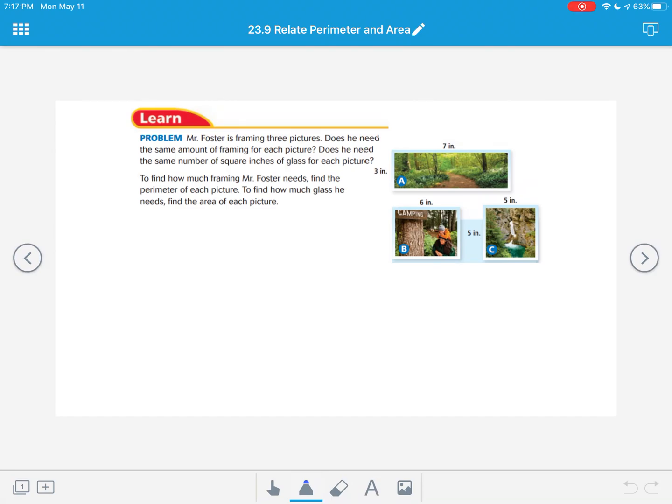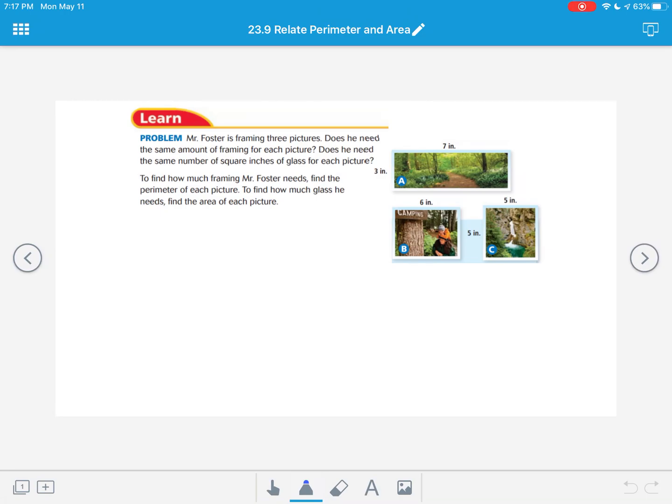Mr. Foster is framing 3 pictures. Does he need the same amount of framing for each picture? That's question 1. Does he need the same number of square inches of glass for each picture?